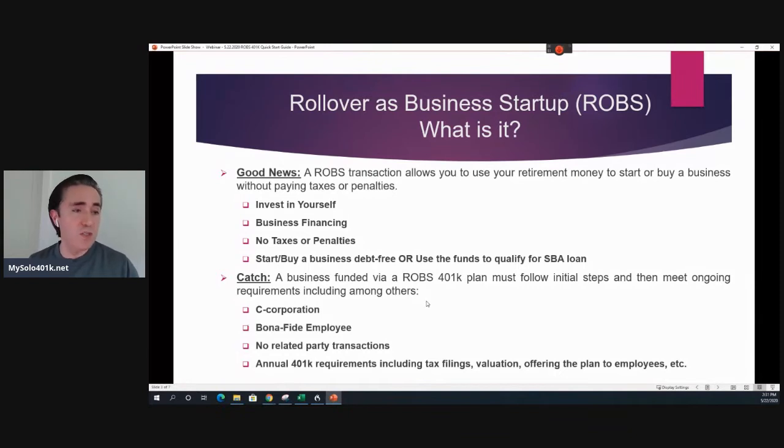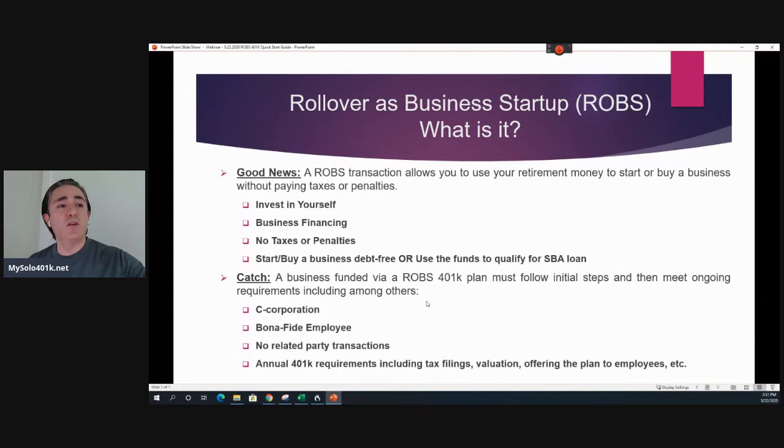You can use it for business financing. Again, no taxes or penalties. You have the potential to start a business totally debt-free, or some people will use the money in conjunction with an SBA loan. So they use it essentially as a down payment to get an SBA loan.